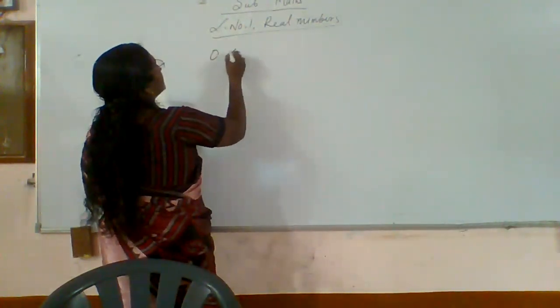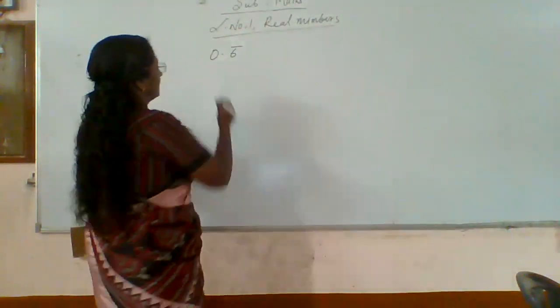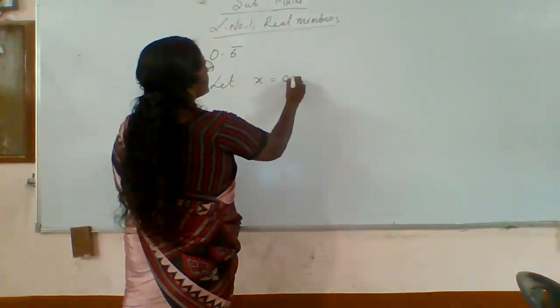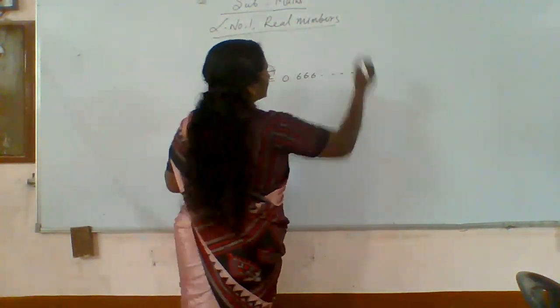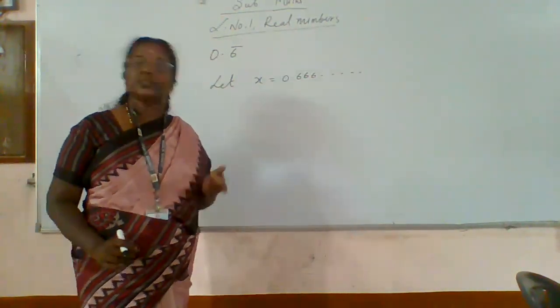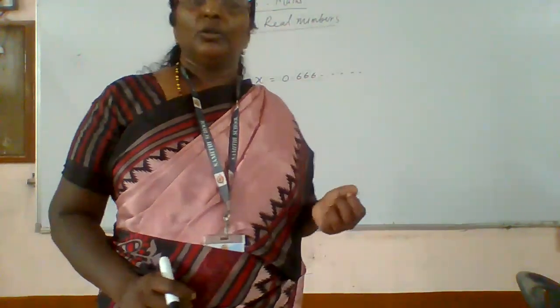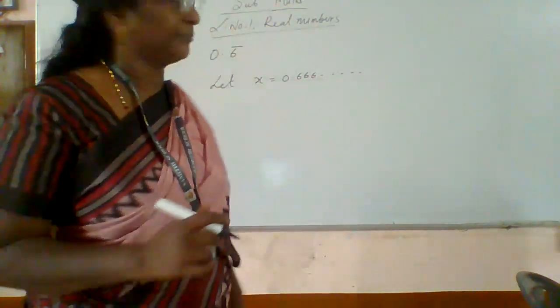So 0.6 bar. The 0.6 bar you have to write in the form P by Q. How do we do this type of sum? Let's see. First, let x is equal to 0.666 bar. In the previous class I explained this. Here only one digit is repeating. In some questions 2 digits repeat, in some 3 digits repeat, sometimes after 1 digit the remaining digits repeat. So different cases are there, different methods. So listen.